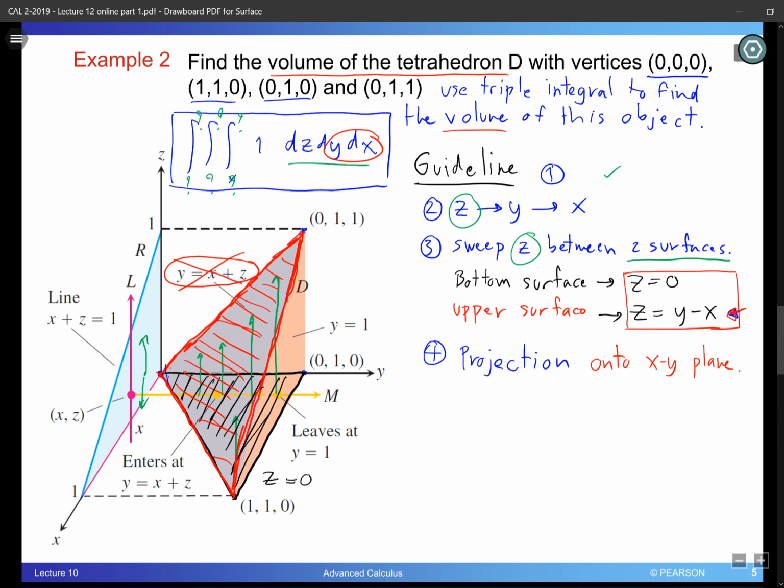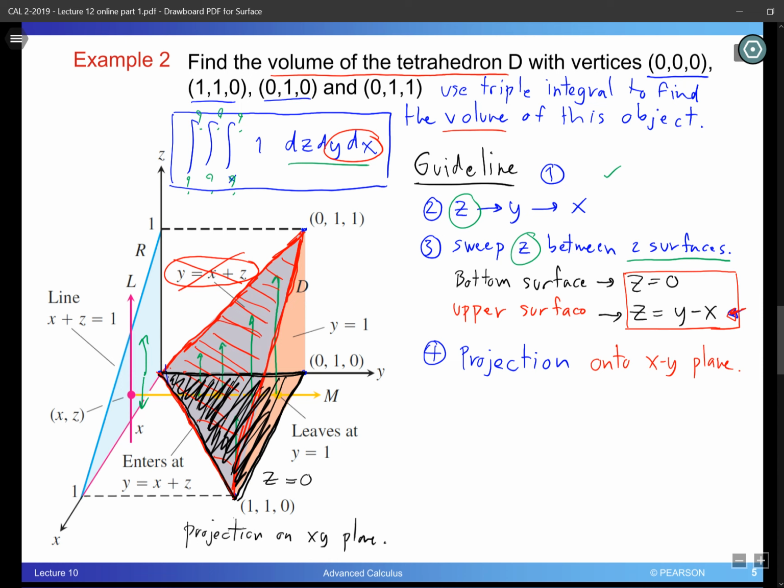Let's imagine looking at this object and finding the shadow of this object on the xy plane. You can tell that the xy plane is right here at the bottom. So the shadow of this object on the xy plane is this. So this is the projection on the xy plane. Okay, we found that.